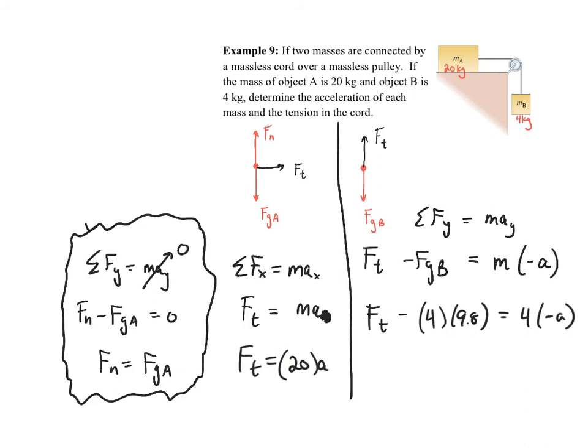You could substitute, obviously, a 20A right here as well. Right? Ft is 20A. That could go in right here for Ft. Put a 20A in, and then solve what's left over for A. But I like to set equations equal so I see it.